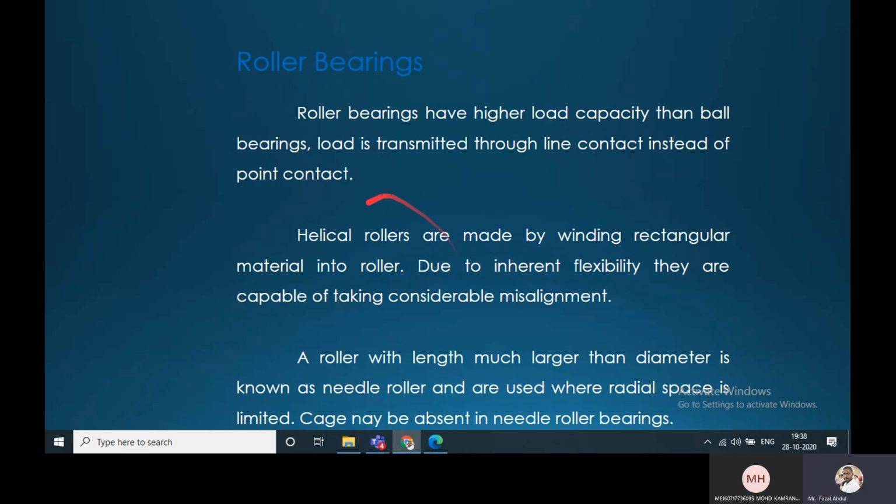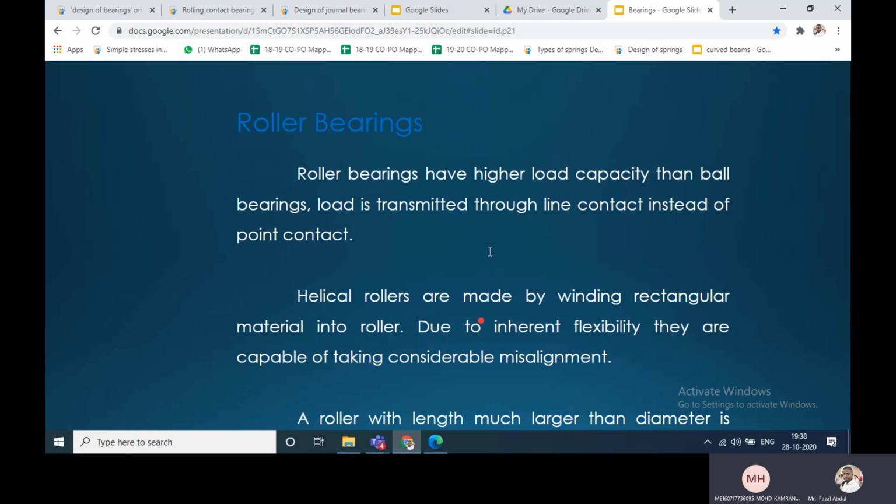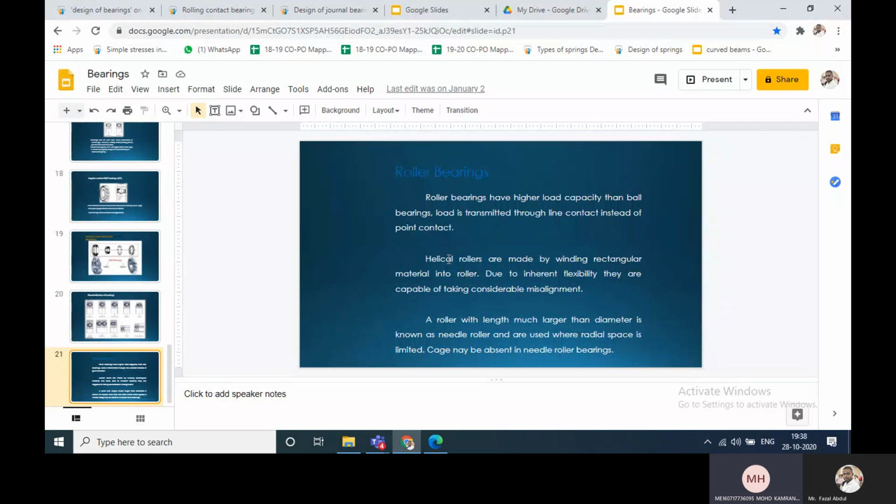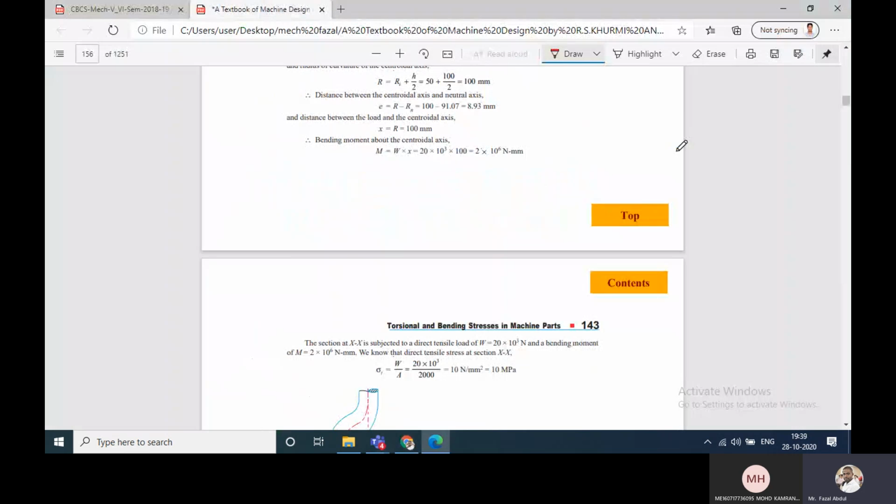What happened, it is not coming. Sir, in this only theory is there, not problem. No, I will show the problem. I'm explaining the theory, and I will explain with the problem also. Just wait, I will show with the problem.